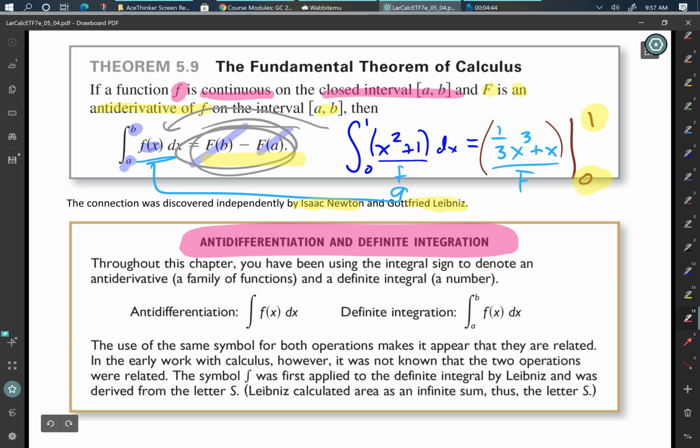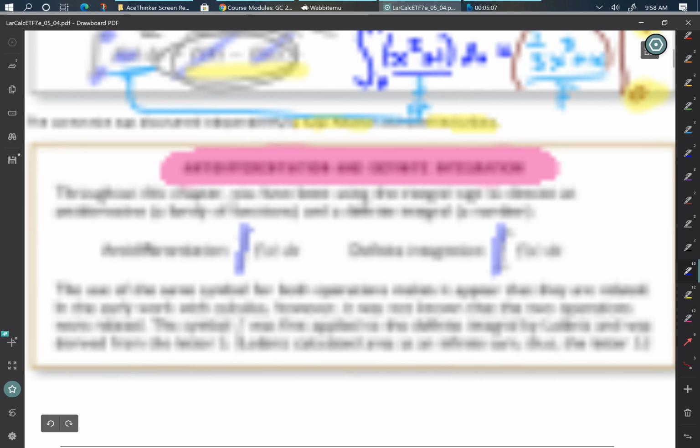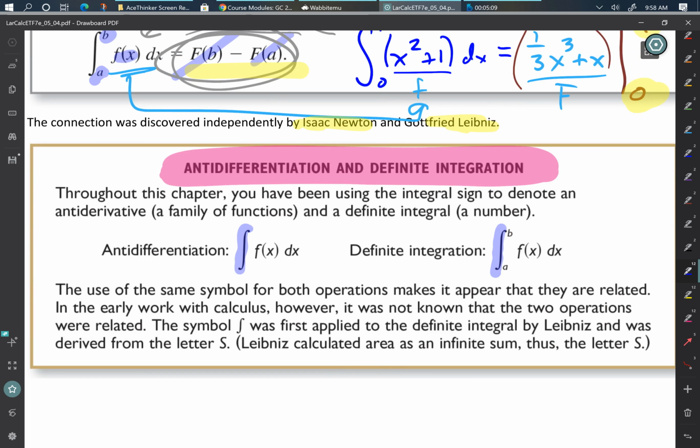Okay? And it talks about the difference, or it brings to light the difference between anti-differentiation, that is just finding an antiderivative, and evaluating a definite integral. Right? So throughout this chapter, we've been using a symbol, this integral symbol here. And we've been using it in two different ways because we've modified it slightly when we wanted to represent a definite integral, and we've neglected that modification when we wanted it to represent an antiderivative.